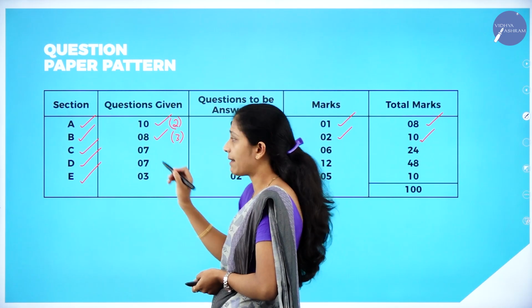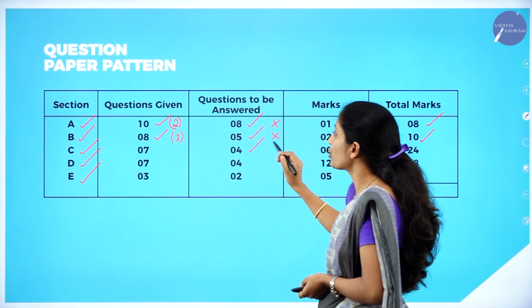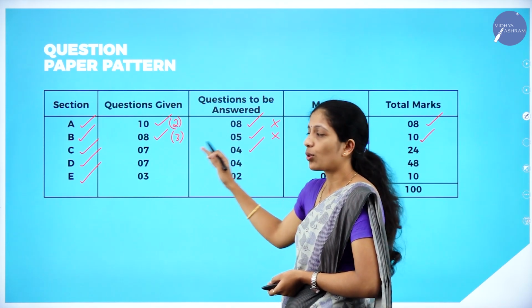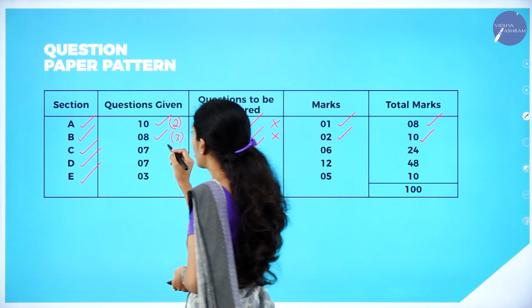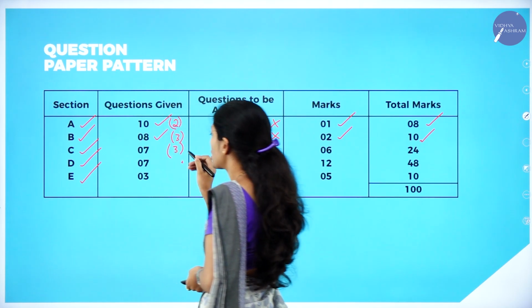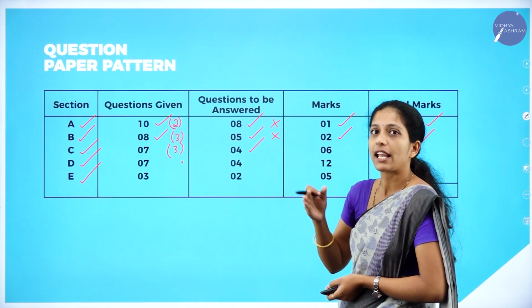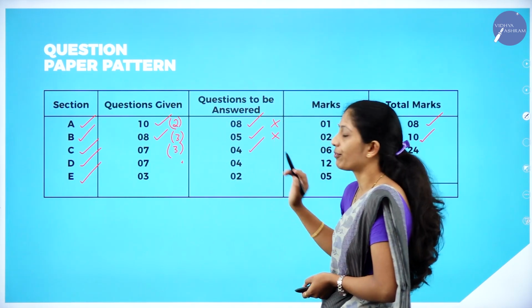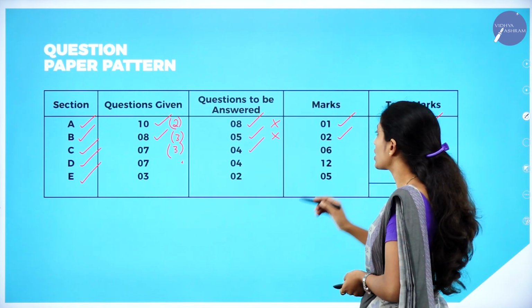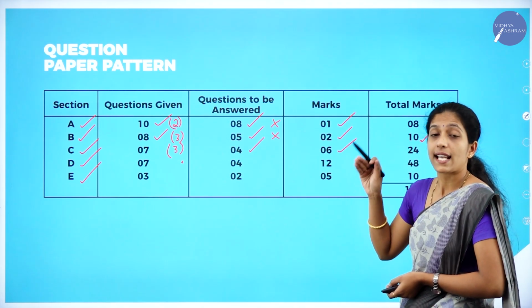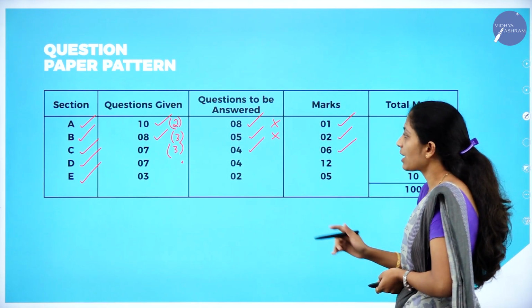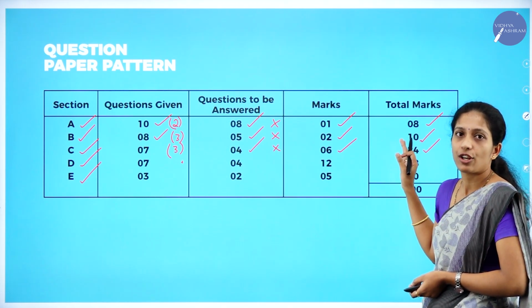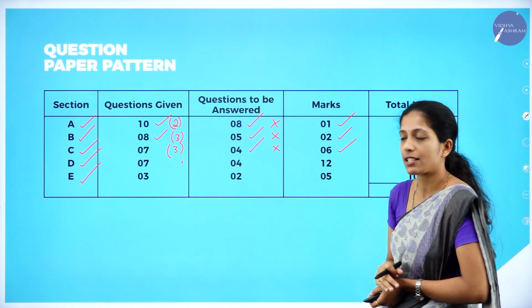Now moving on to section C. They will ask 7 questions, out of which you are going to write 4 questions. So here also 3 questions are optional for you. You can choose any of the questions which you are familiar with. They will ask 7 questions, out of which you have to write any 4 which carry 6 marks. So your section C is for 6 marks. So 4 into 6, you can expect 24 marks in your section C.